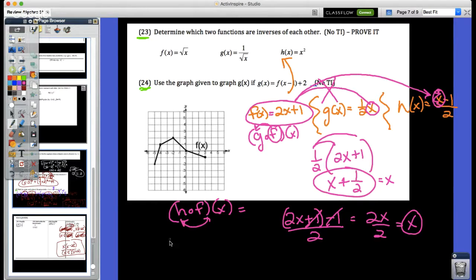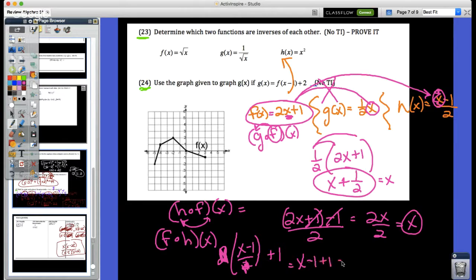But we need one more thing. This time we've got to plug in f of f composite h, which means that h, this x minus 1 over 2, gets plugged in for the x there. So that means that this time it's going to be 2 times x minus 1 over 2, okay? And plus 1 on the outside. So 2's cancel out, leaving me x minus 1 plus 1, which produces x. So that means these two, the first and the third, are inverses of each other by proving that when we plug one into the other and vice versa, it produces or equals x.